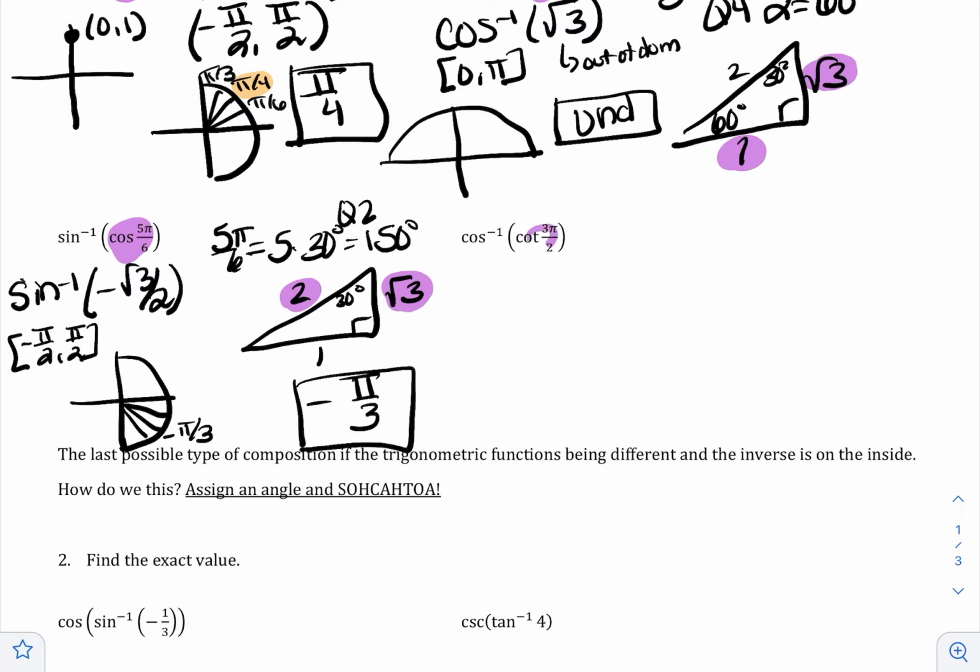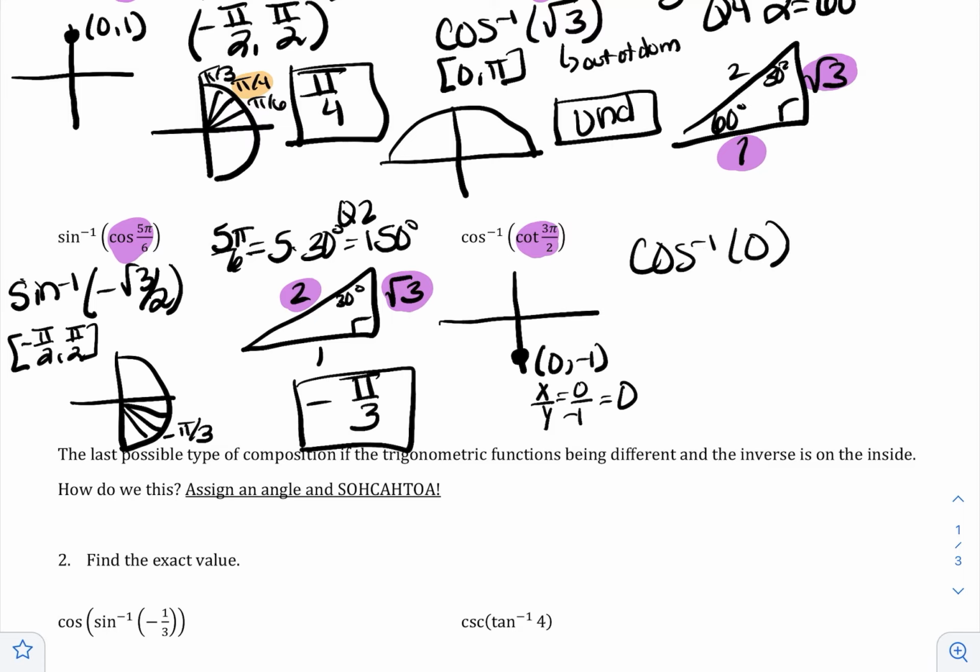One more. So first I'm going to do the cotangent of 3 pi over 2. 3 pi over 2 is an axis angle. So that's 0, negative 1. Cotangent is the reciprocal of tangent, so it's x over y. So it's going to be 0 over negative 1, which will be 0. So I have cosine inverse of 0. I have an inverse now, so I'm restricted, 0 to pi. That's here.